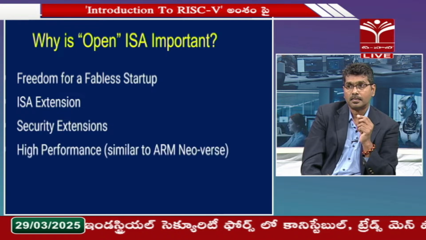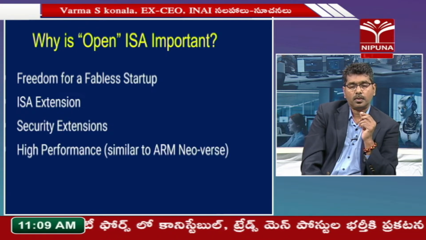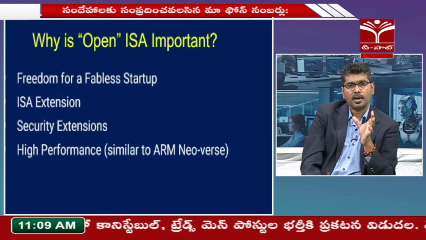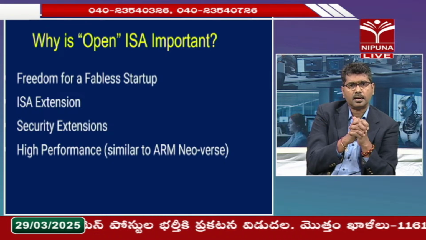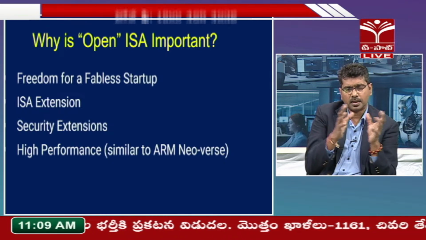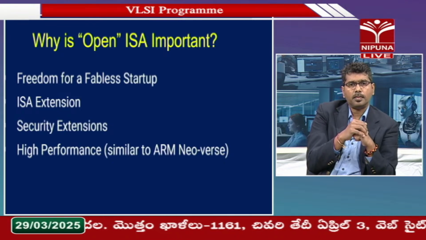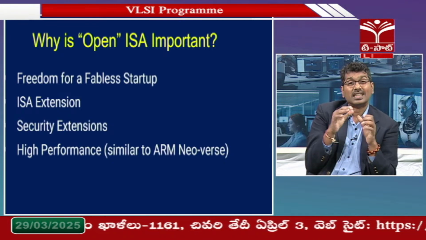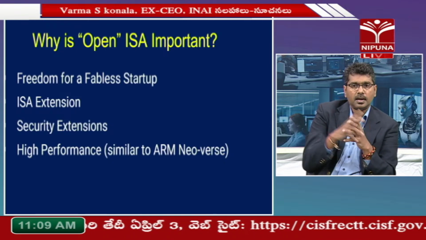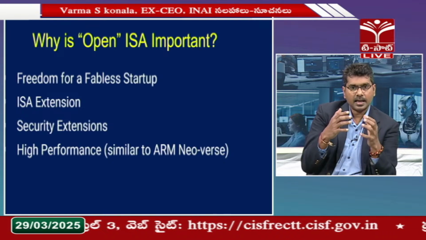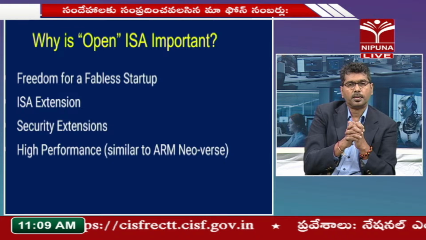Security and extensions. High performance, right? If you look at ARM Neoverse, ARM did a lot of work. If you want to build a very high performance computer, for example, CDAC does some param level of high performance computers, ARM did a lot of work on their architecture so that it's easy for you to implement a high performance machine. Similarly, with RISC-V, you can take it and do all that work to build high performance machines.